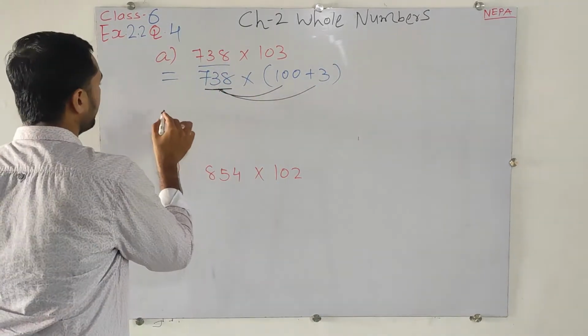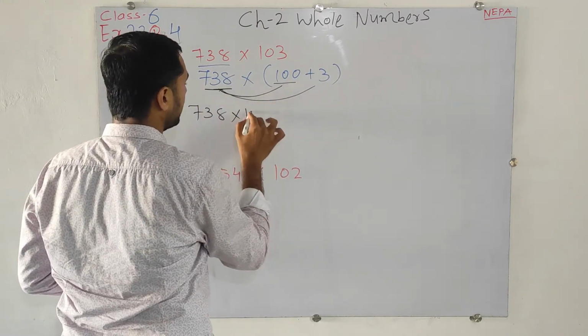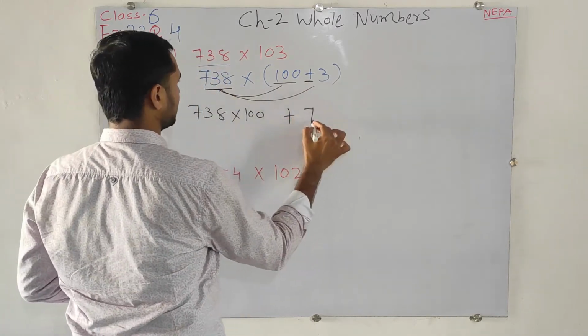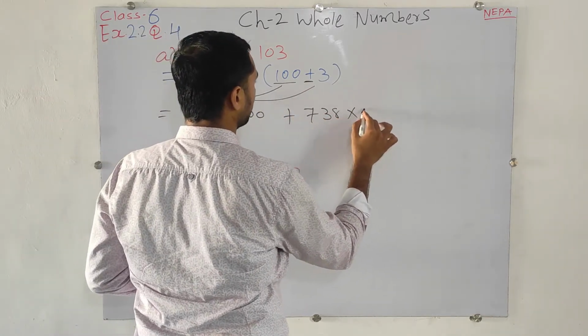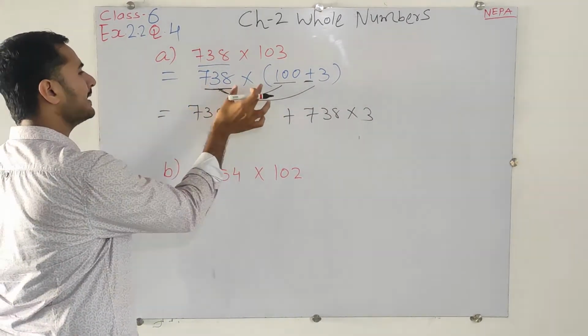Okay, so how will we do this? 138 multiplied by the first number, that is 100, plus sign because here is a plus sign. Now again this number 738 multiplied by 3. Okay, why did we do this?